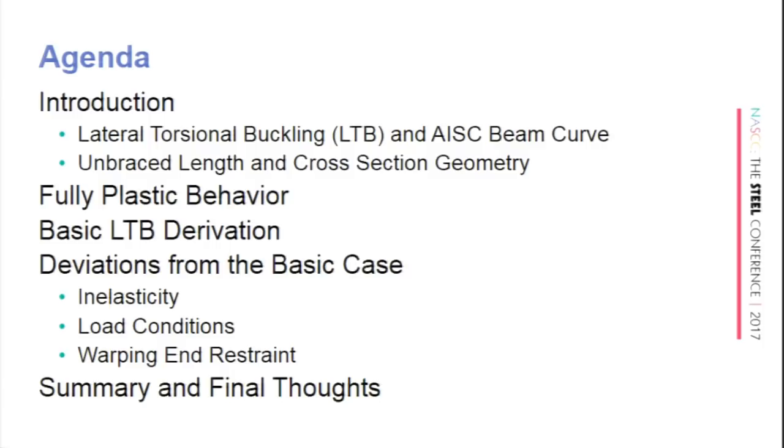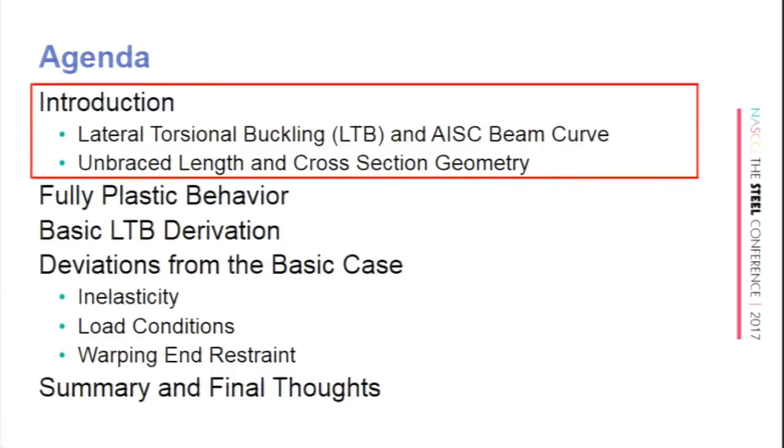We'll start with a quick introduction, just get some of the basics down. Then we will go into some fully plastic behavior discussion by Perry. Then we'll get into the basic lateral torsional buckling, at least the elastic equation derivation. And then we'll talk about deviations from that basic case, specifically how we handle inelasticity, load conditions, warping, and restraint. So we'll run everything from the AISC code on into some of the current research and other resources that you may not be aware of in terms of lateral torsional buckling. And then, of course, we'll conclude with a summary and some final thoughts.